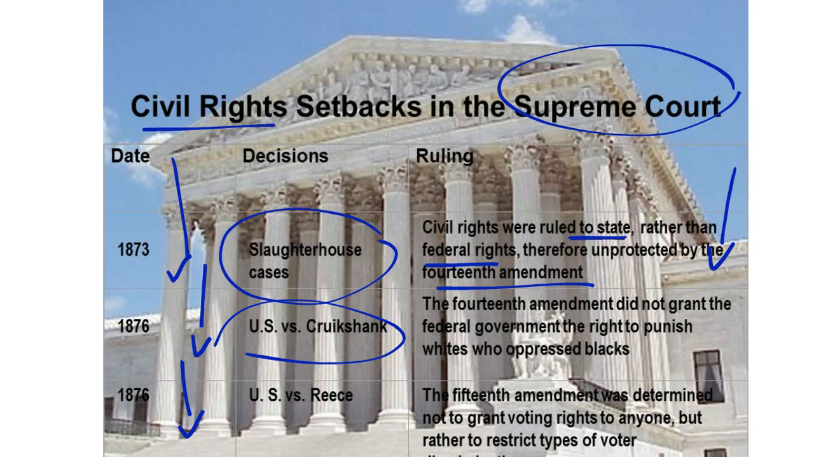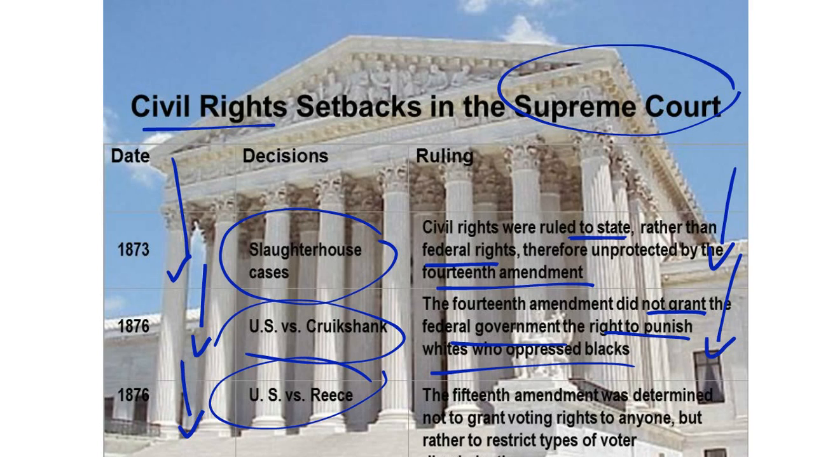In this court case, the 14th Amendment was ruled to not grant the federal government the right to punish whites who oppressed blacks. So basically it takes power away from the federal government to be able to protect the newly freedmen who were being oppressed in the South.